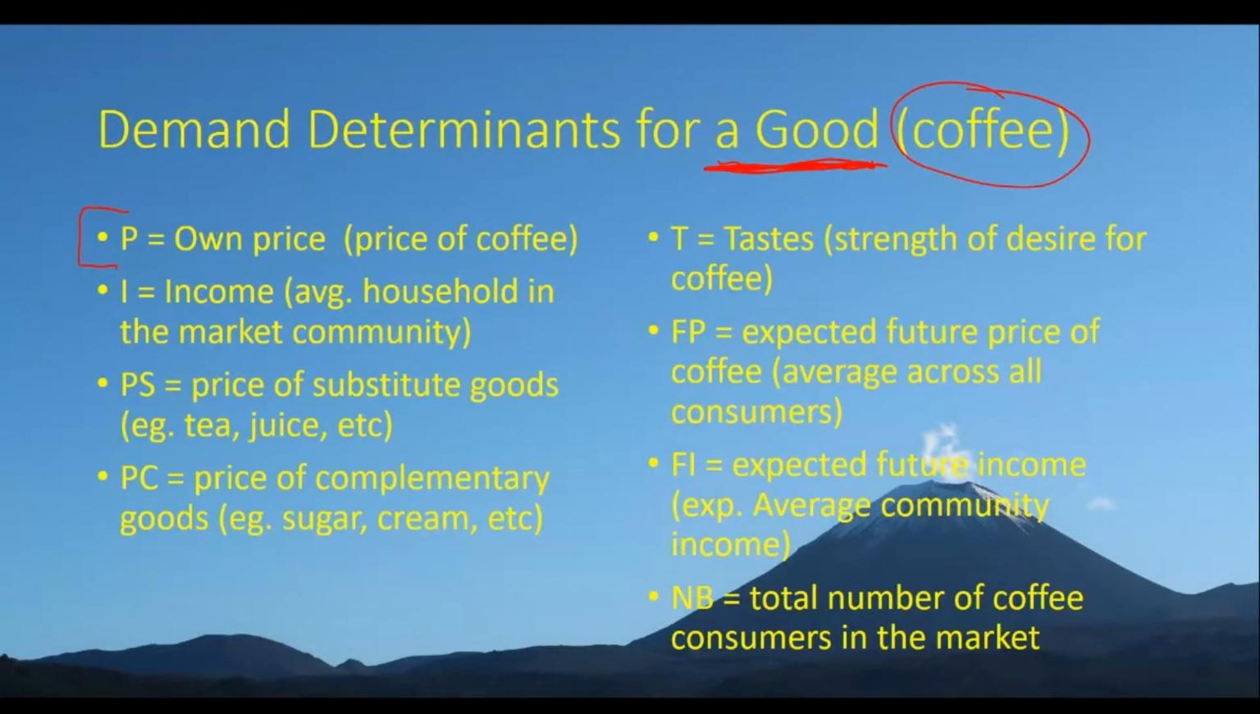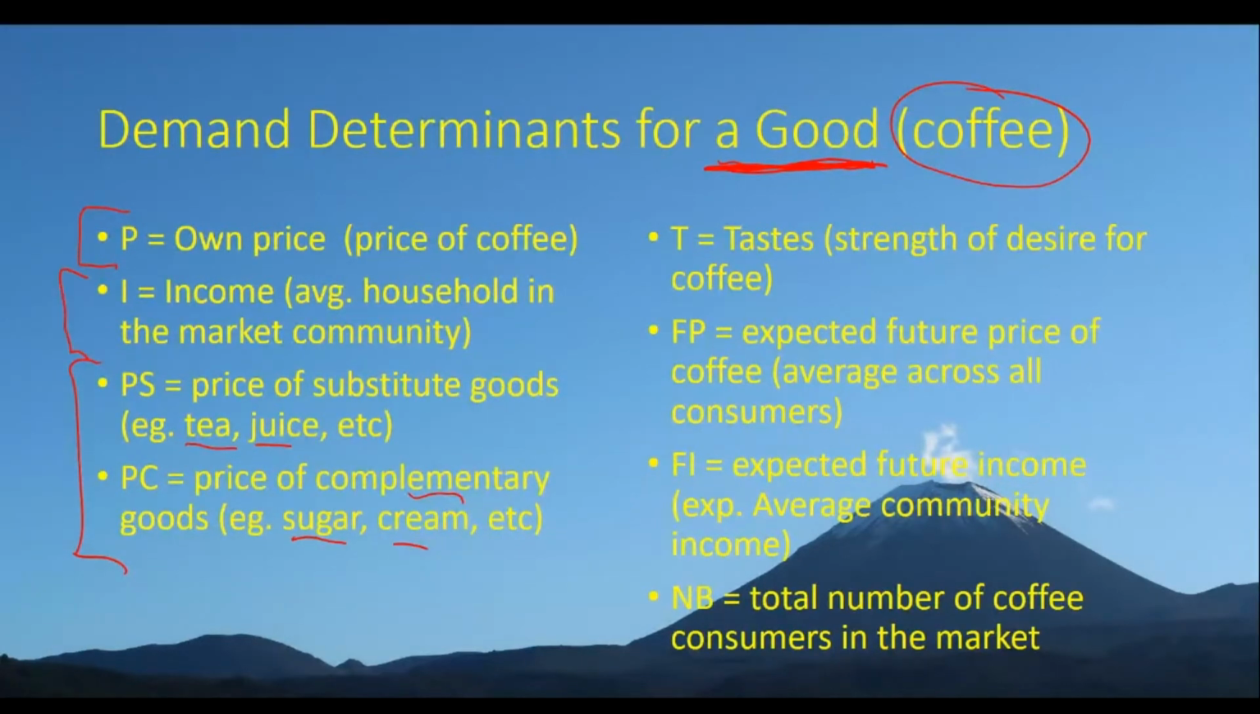All right, and we're going to distinguish that from two other prices down here. The price of substitute goods, goods that you might use instead of drinking coffee during the morning. And that would be things like tea and juice. Or the price of complementary goods, which would be goods you use together with coffee, as some people do with putting sugar and cream in their coffee, for example. So we've got the own price, but we've also got prices of alternative goods that could be purchased instead. And we're going to think about the relationship with those.